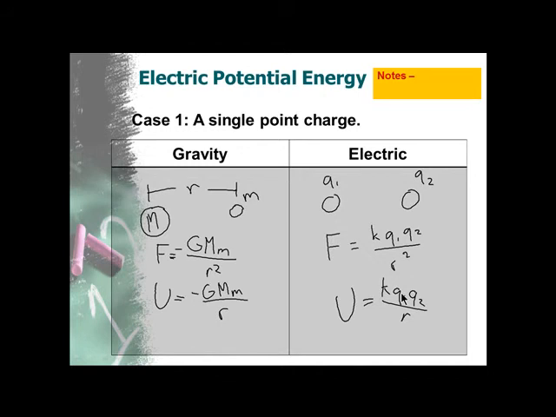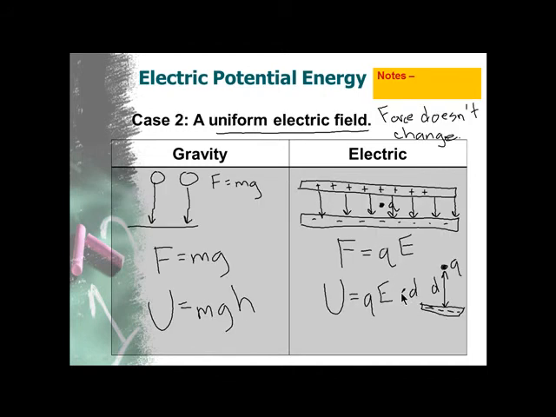Now let's consider another case. Let's consider a uniform electric field. I want to draw your attention here to the top right-hand side. We can create a uniform electric field when we have two equally charged plates, one positive and the other negative. And we learned before spring break that the electric field is uniform between these two.